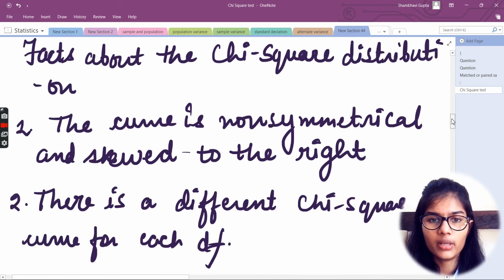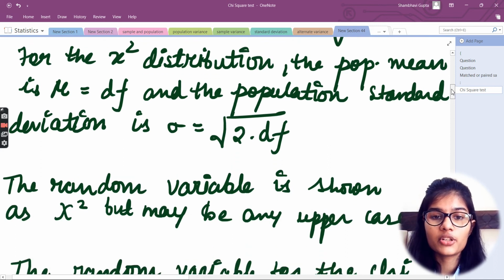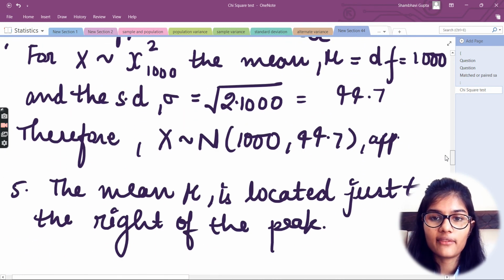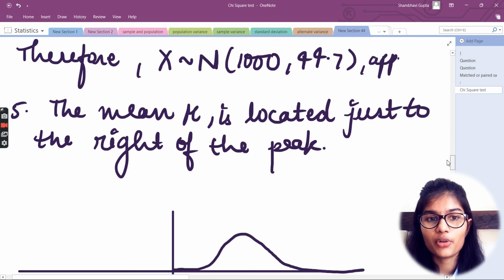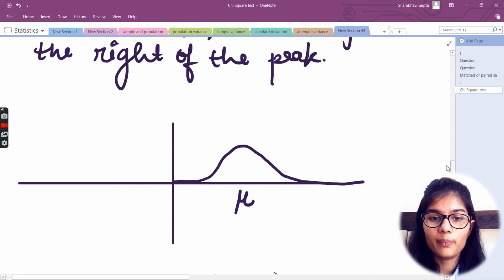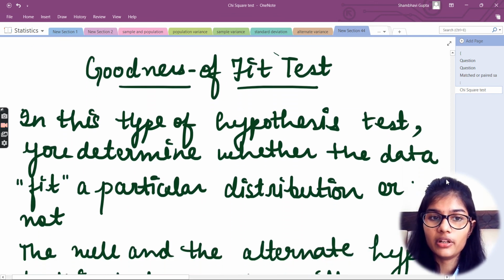Above we have studied the formula as well. Right here we had seen sigma is equal to the square root of 2 multiplied by df, and in the same way, downside as well, we have the same thing. Therefore, the value for X is approximately normal with mean 1000 and standard deviation 44.7. The mean mu is located just to the right of the peak. As I told you, the mean is just located to the right-hand side of the peak of that graph.